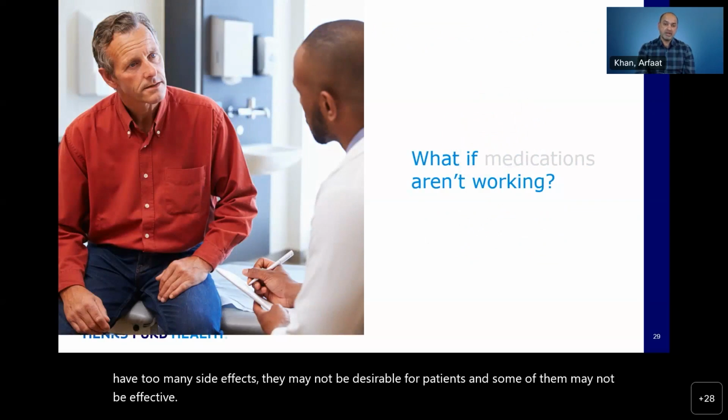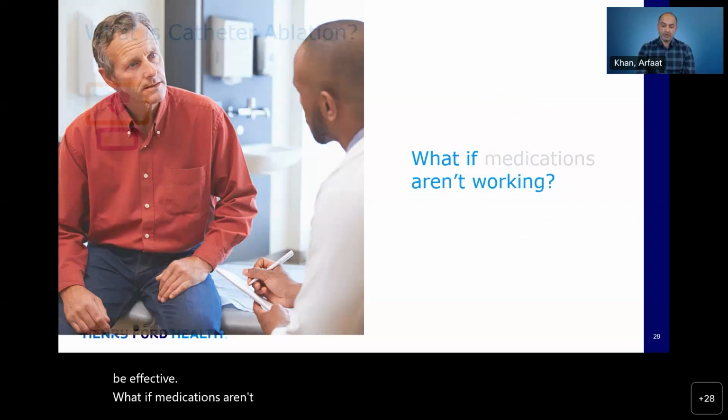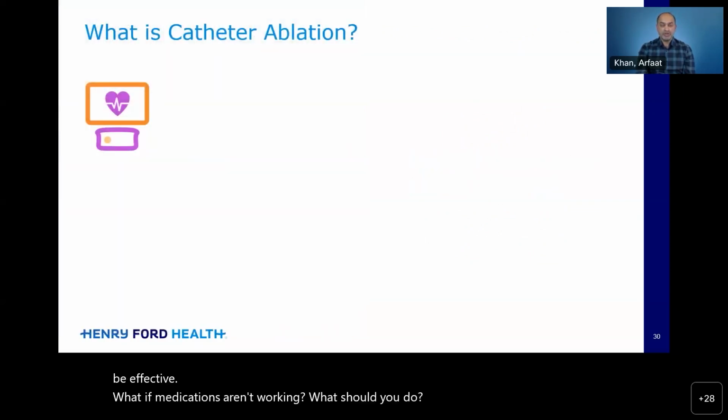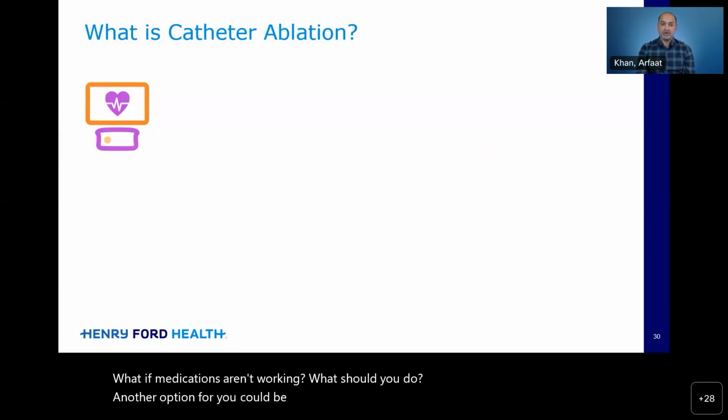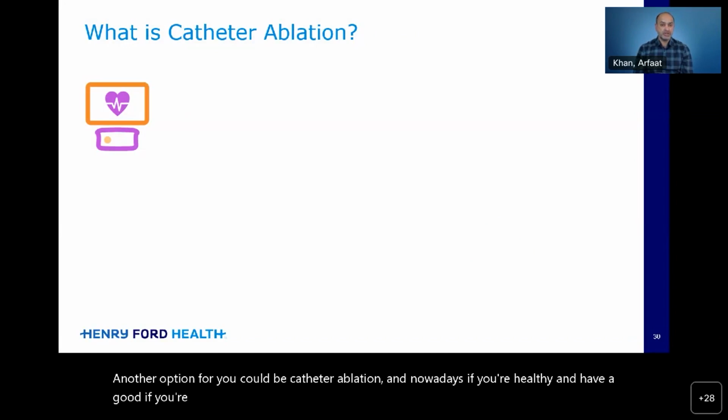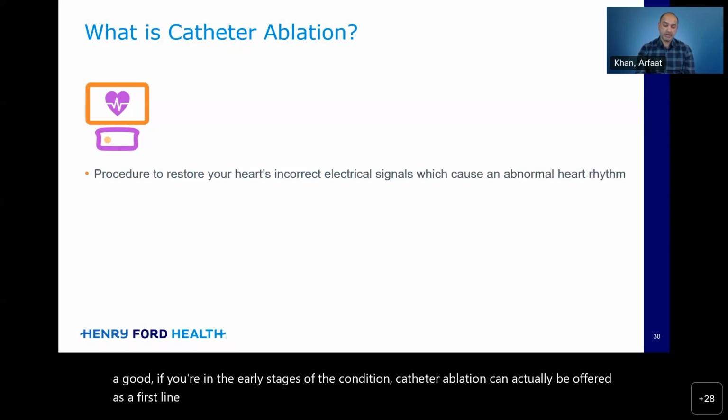So what if medications aren't working? What should you do? Well, another option for you could be catheter ablation. And nowadays, if you're healthy and in the early stages of the condition, catheter ablation can actually be offered as a first-line therapy for treatment of atrial fibrillation.